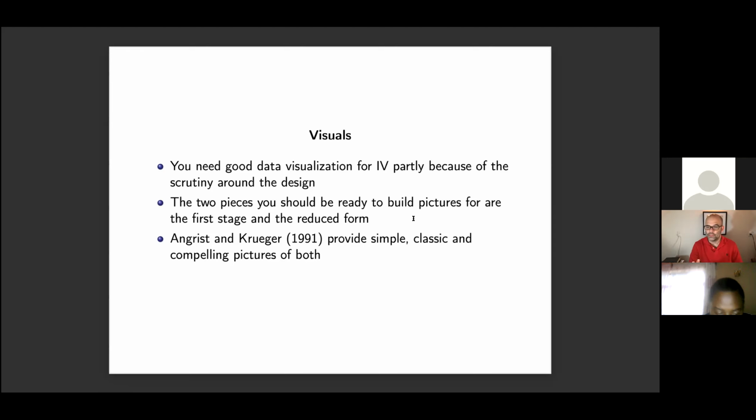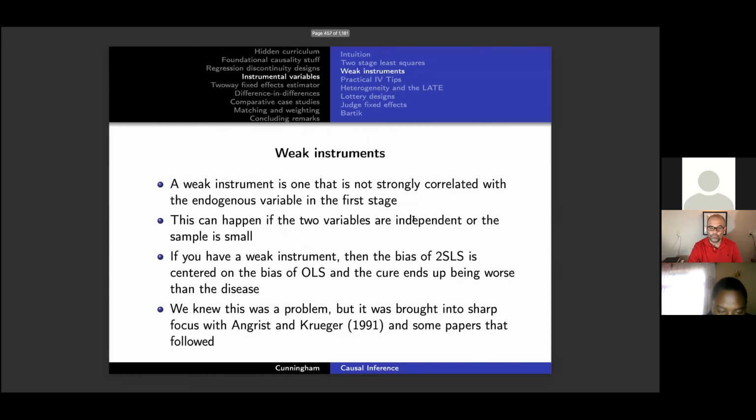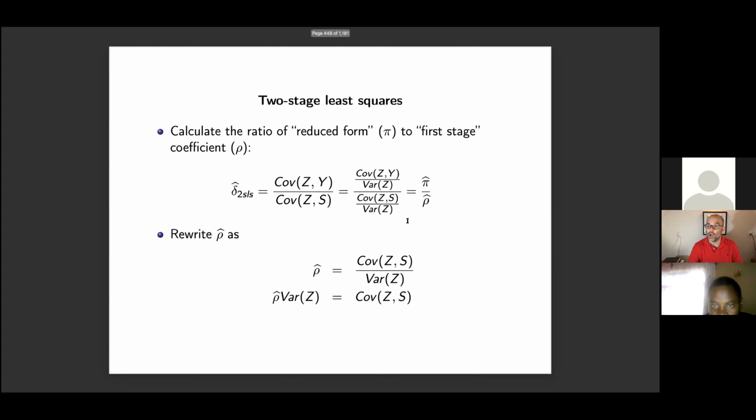Try your hardest to show the reduced form and the first stage with pictures. Try your hardest to show that. Find pictures that show the correlation between the outcome and the instrument, and the endogenous variable and the instrument. The reason is when people see those pictures and see those correlations with their own eyes, they're much more likely to believe your result.